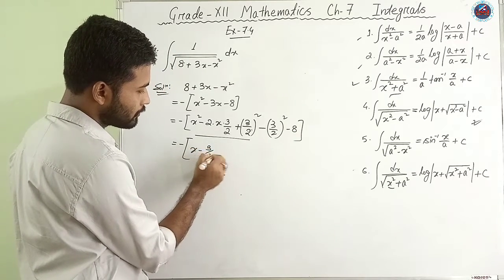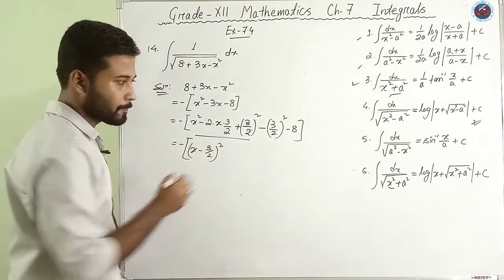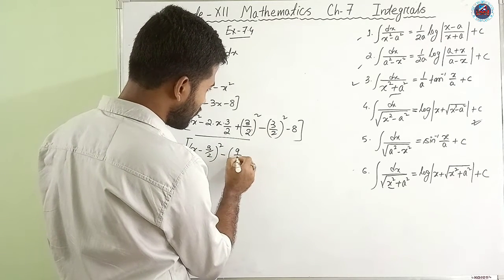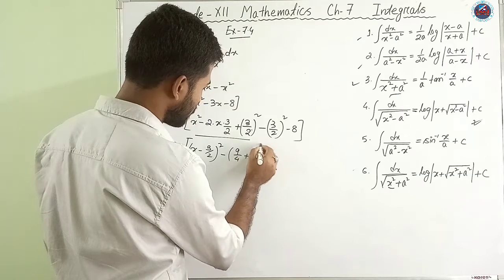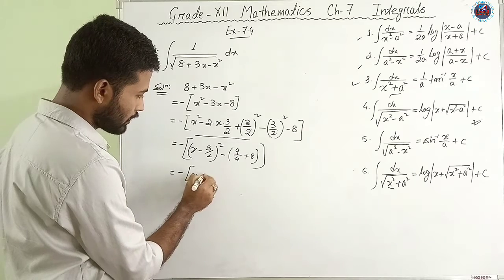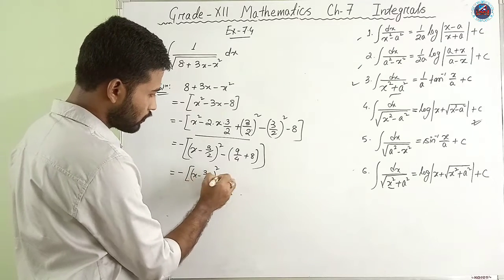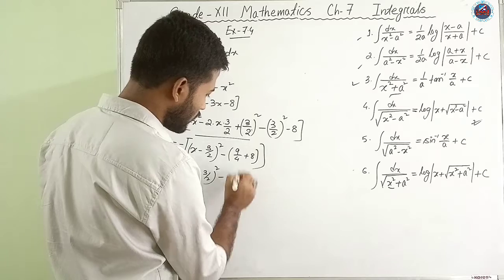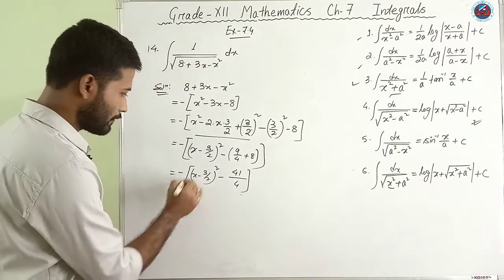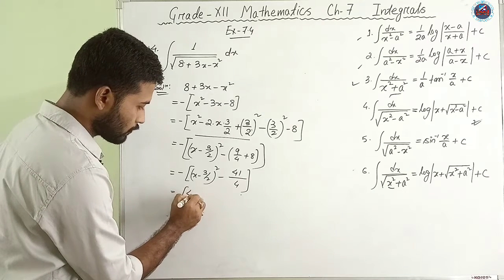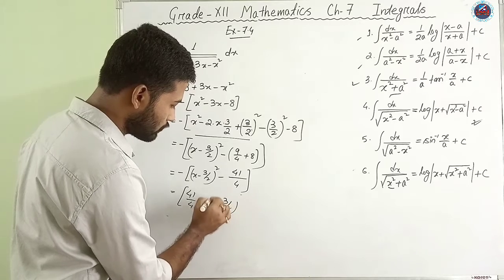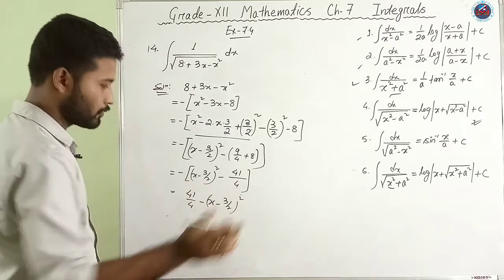Now this part looks like x minus 3 by 2 whole square. And what about this? If I take a negative common, I shall have 9 by 4 plus 8, isn't it? So this will give us minus of x minus 3 by 2 whole square minus, 8 fours are 32, so it will be 41 by 4. And if I take the minus common, it will be 41 by 4 minus x minus 3 by 2 whole square. Just remove the bracket.